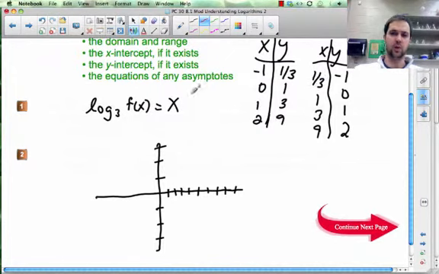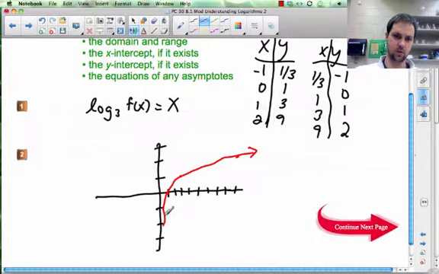Let's plot these points. So when x is 1/3, y is -1. So 1/3 is right about here, and y is -1. It's right about there. X is 1, y is 0. That's right here. X is 3, and y is 1. Right there. X is 9 and y is 2, so that would be this point right there. And your graph is going to look something like that, except it won't get further away from 0.